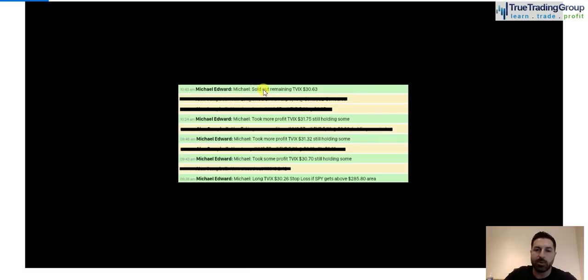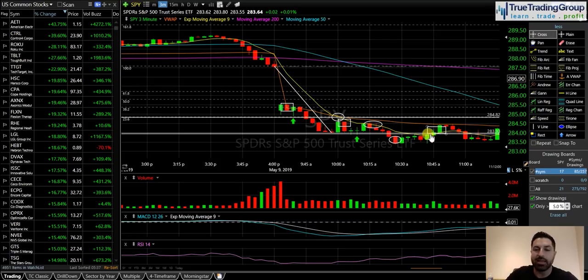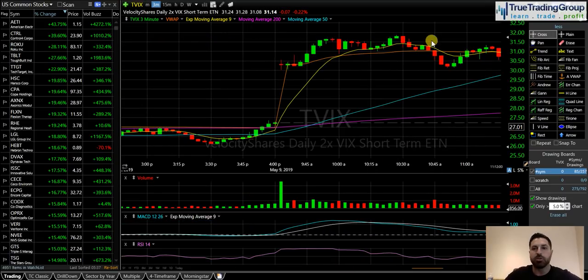Back to my trade amounts, as you can see, I sold out the remaining piece at 30.63. I ended up giving back some profits on this TVIX trade. You can see from when I added to the position versus when I ended up getting flat. So that add, I ended up losing a little bit as we bounced back up here because the TVIX really started to pull in. I mean, look at that pullback.